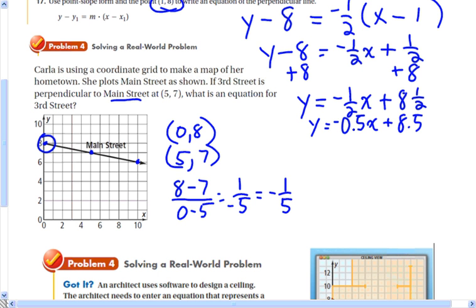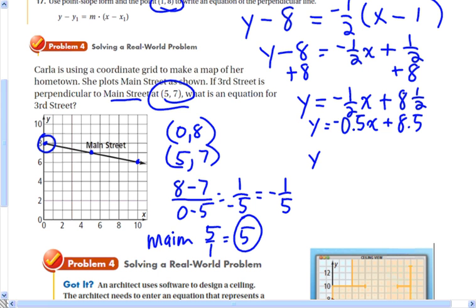Okay? If 3rd Street is perpendicular to Main Street, then its slope needs to be, let's flip 1/5 over, and that's 5 over 1, which is just 5. And one of these needs to be positive, one negative. Since Main Street's slope is already negative, then we know this is positive. And so the slope we want is 5. Now let's just use point-slope form. This one doesn't say what form we need to put this in. We just need an equation. And we want it to go through the point (5, 7).